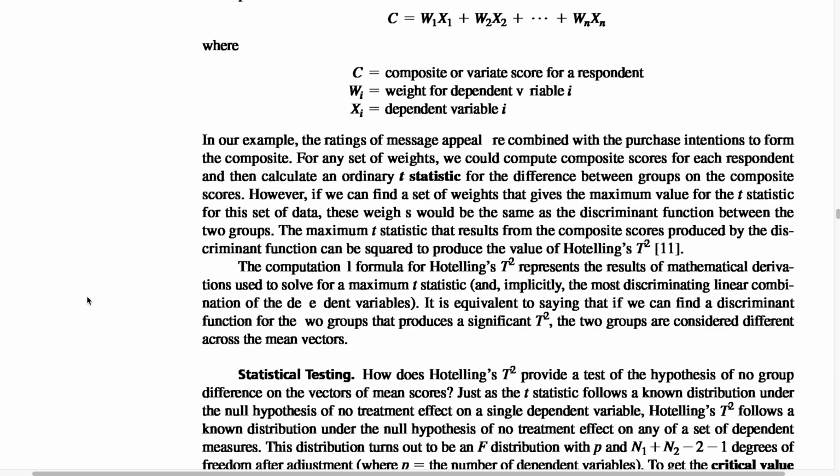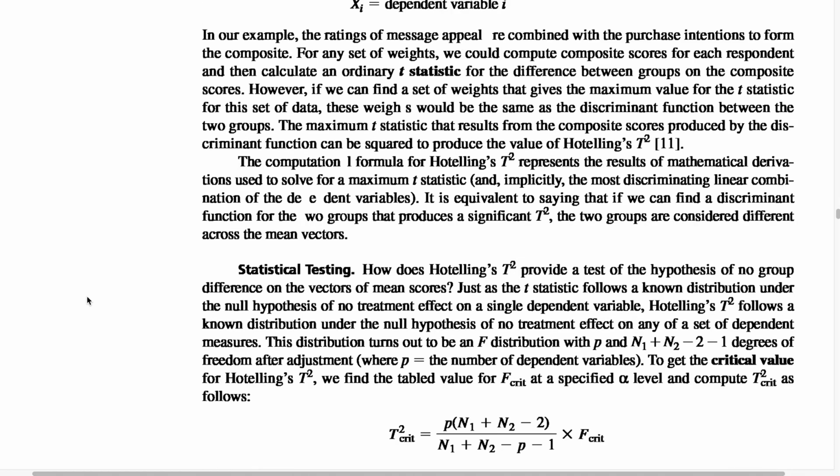The computation formula for Hotelling's T2 represents the result of mathematical derivations used to solve for a maximum t statistic and, implicitly, the most discriminating linear combination of the dependent variables. It is equivalent to saying that if we can find a discriminant function for the groups that produces a significant T2, the two groups are considered different across the mean vectors.